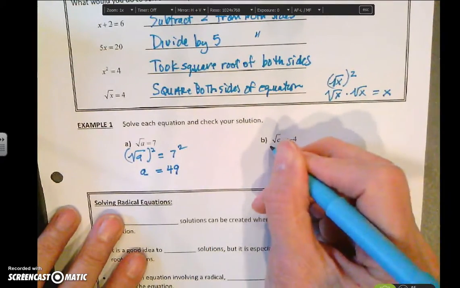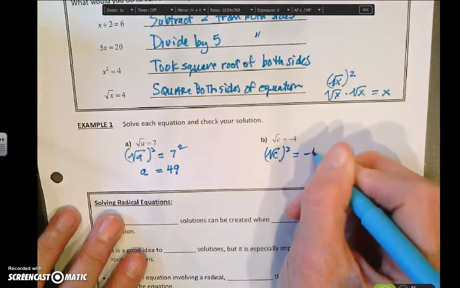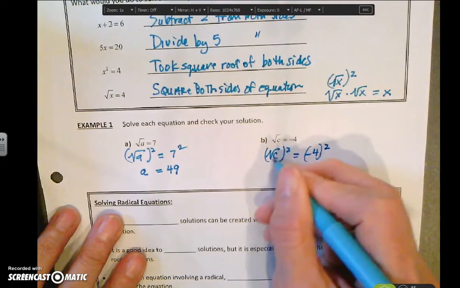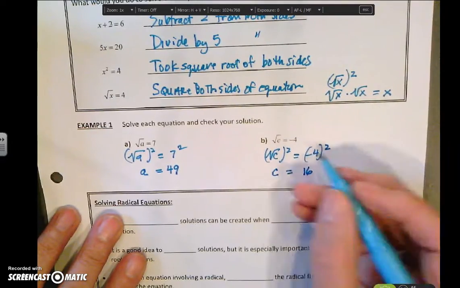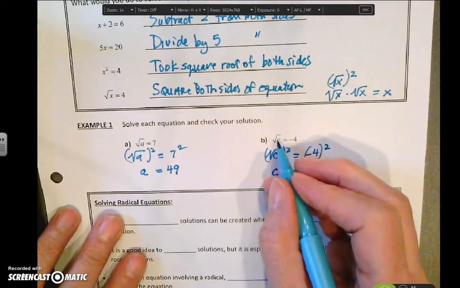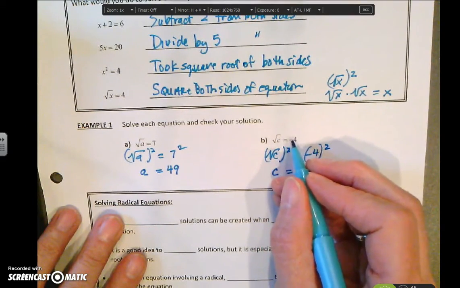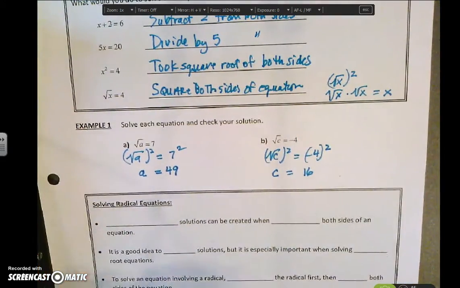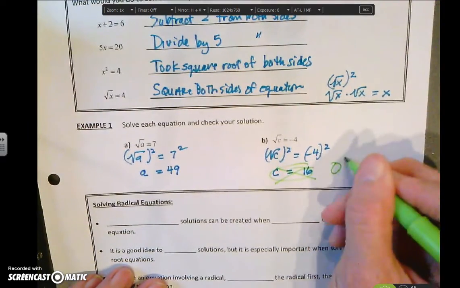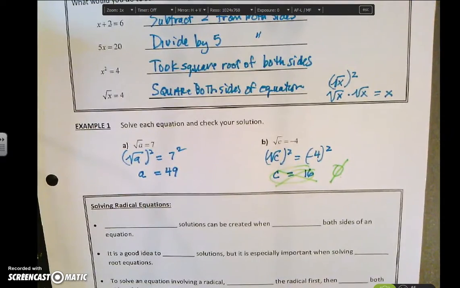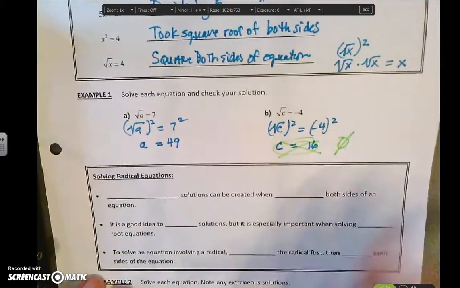So over here, I'm going to square both sides, and when I do, I get the square root of c squared is equal to negative 4 squared. And when I do that, on the left, I get c, and on the right, I get 16. So check it out. When I put 16 in, I get the square root of 16. Oh, wait. The square root of 16 is positive 4, not negative 4. So what that tells me is that 16 did not work. So actually this answer is going to be no solution, because it didn't check when it gave us the answer. And we'll talk about that in this next step right here.